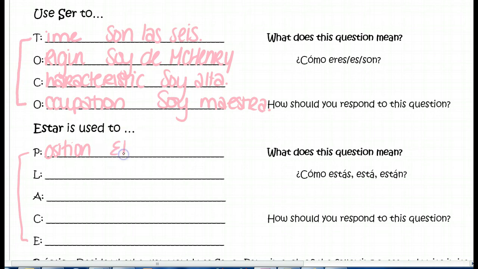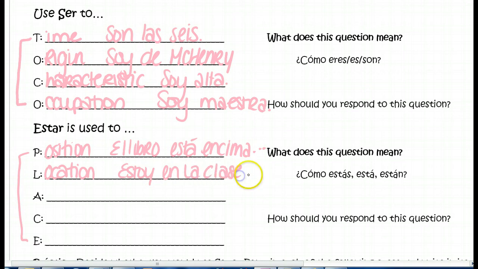El libro está encima del escritorio. The L is location. So we might say, I am in Spanish class. Estoy en la clase de español.